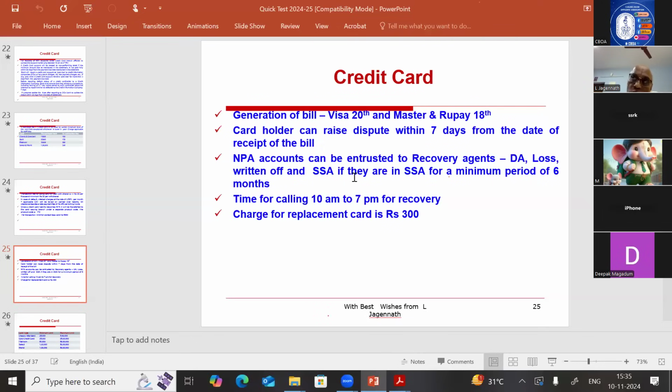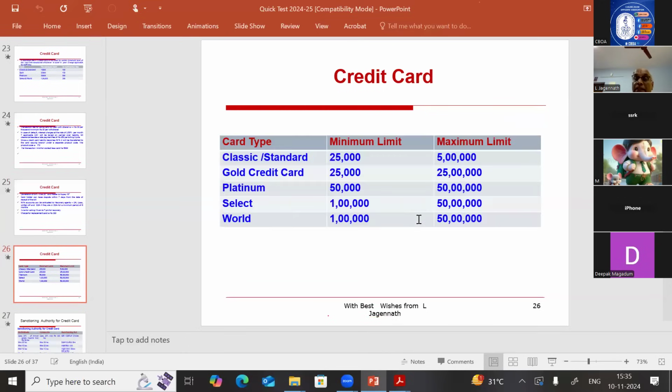But still, for this, no circular has come. NPA accounts can be entrusted to recovery agents: doubtful, loss, written off, and substandard if they are in substandard for a minimum period of 6 months. Time for calling is 10 a.m. to 7 p.m. Charge for replacement card is 300 rupees. Then minimum limit and maximum limit I have given for the 4 types of card.